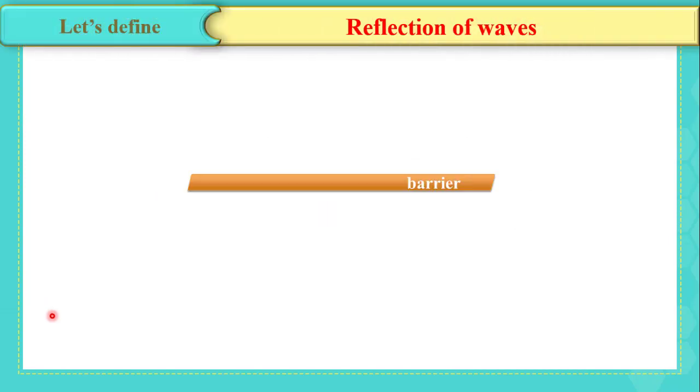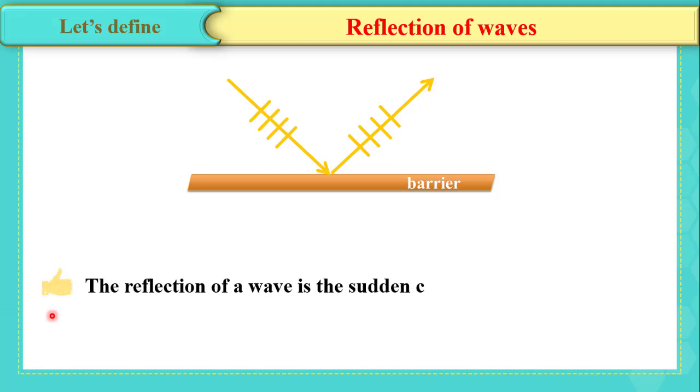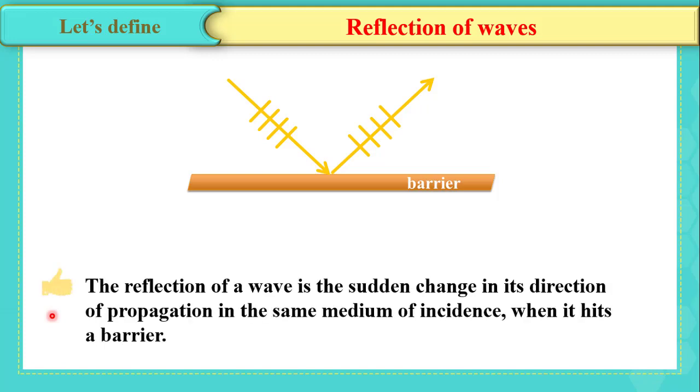Then, if we have a barrier or an obstacle, and a wave hits the edge of this barrier, it bounces back in the same medium. Then the reflection of a wave is defined as the sudden change in its direction of propagation in the same medium of incidence when it hits a barrier.